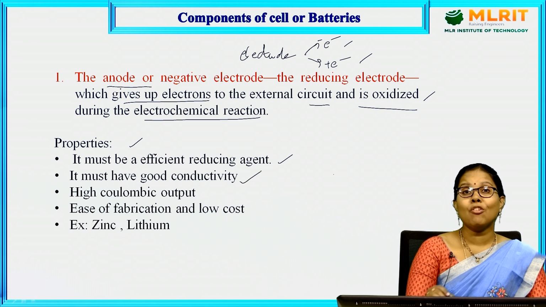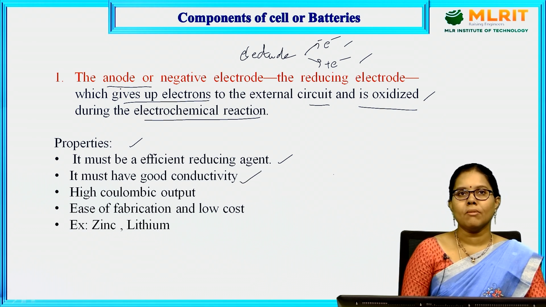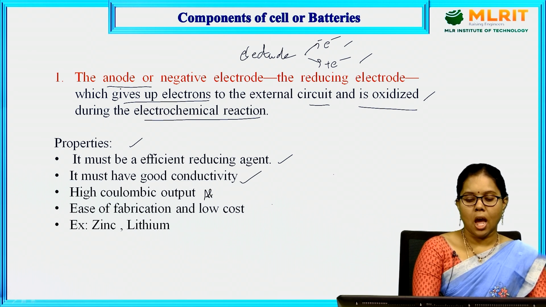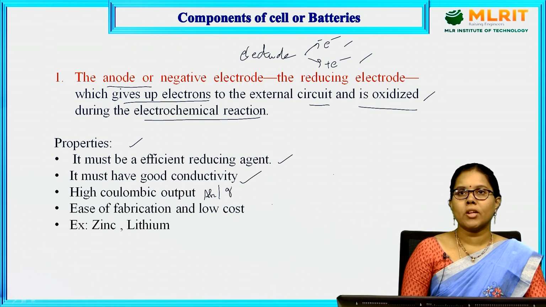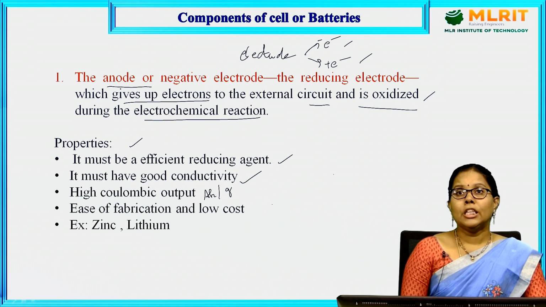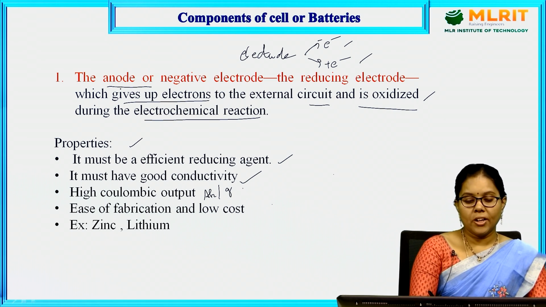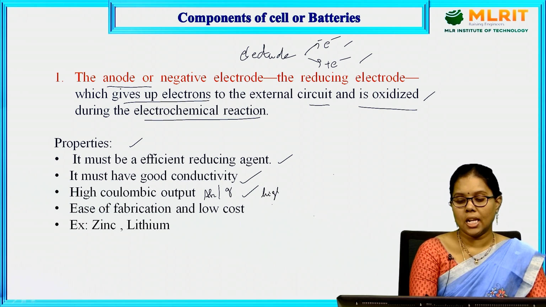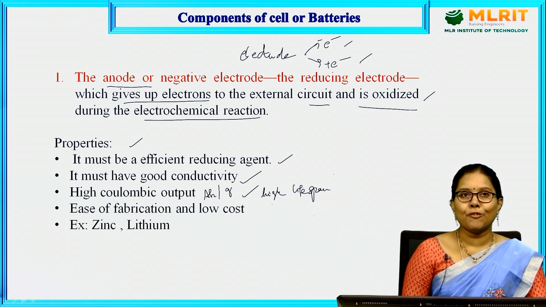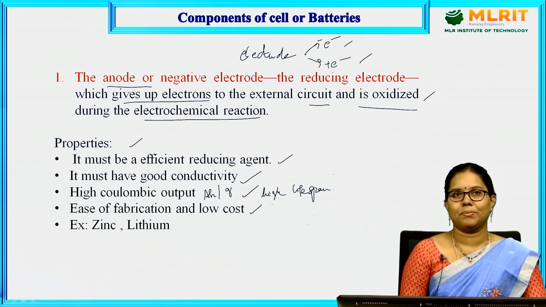It must have good conductivity and high Coulombic output, ampere hour per gram. So, if you take 1 gram of an anodic material, it should give a high charge in ampere hours. If the anode has high Coulombic output, it has a high lifespan. Also, ease of fabrication and low cost.